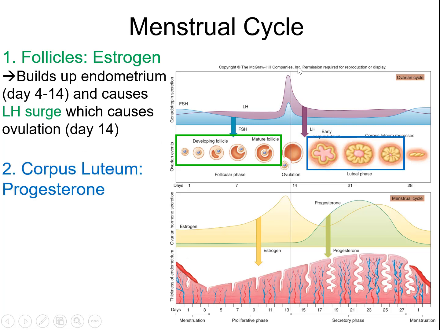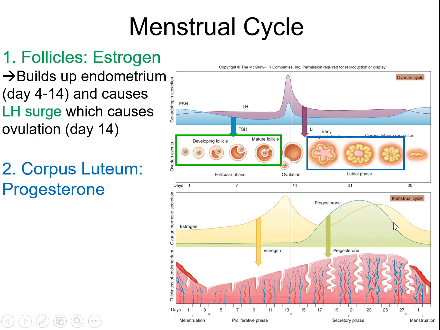Next, after ovulation, remember we do not need the follicle anymore because the egg is gone. Instead, the follicle turns into the structure called the corpus luteum. So that's where we get the luteal phase. The corpus luteum now releases the second common female hormone, which is progesterone. So progesterone in this graph is shown in green.